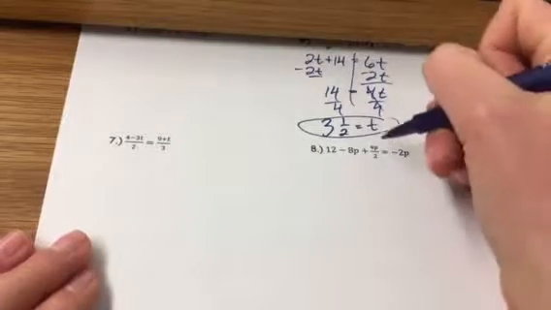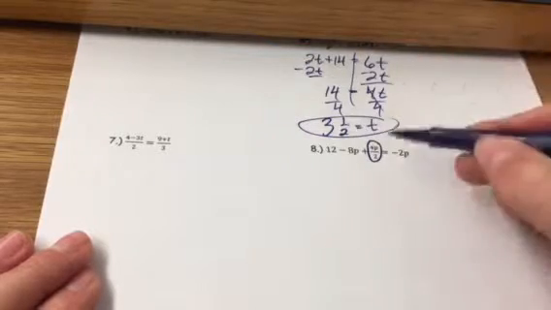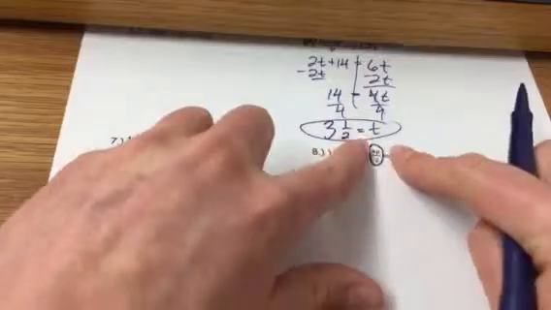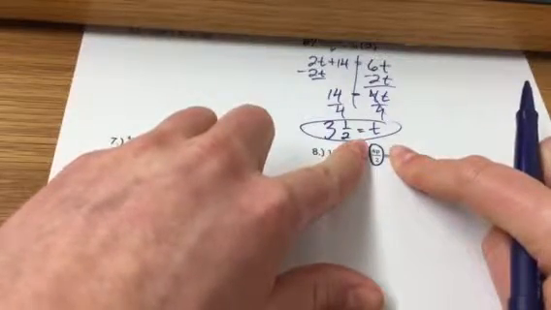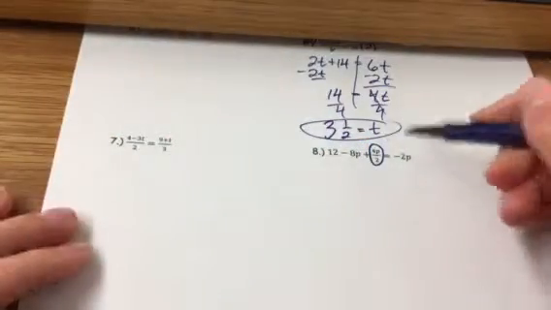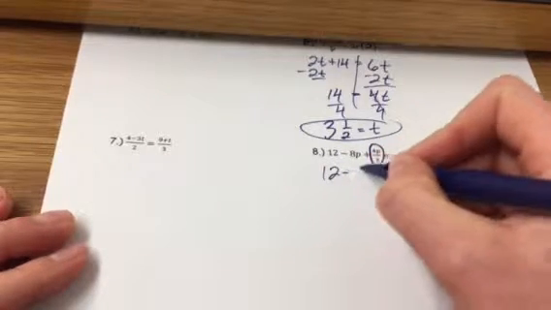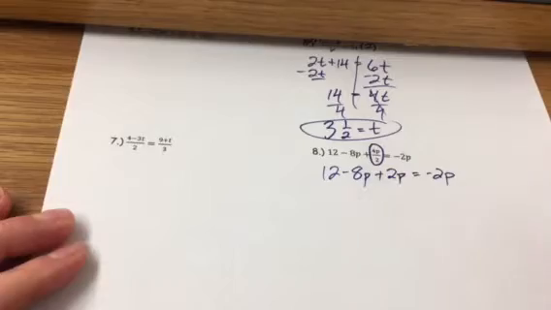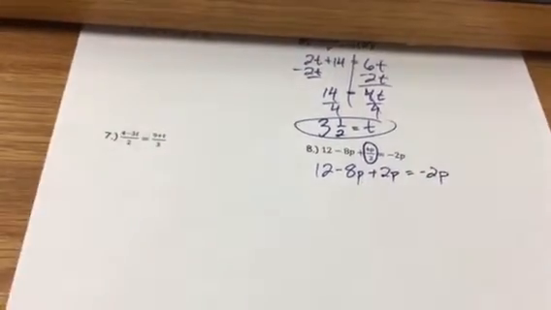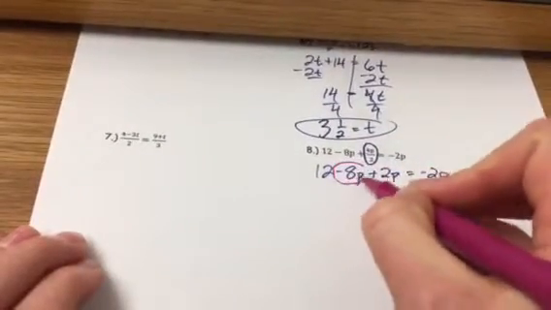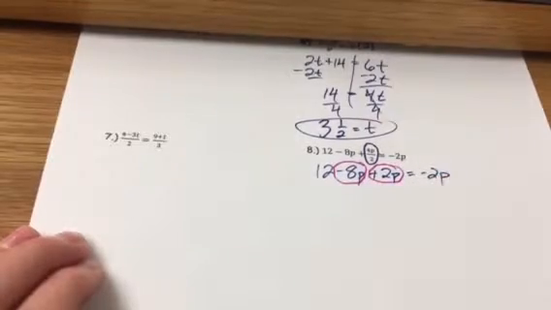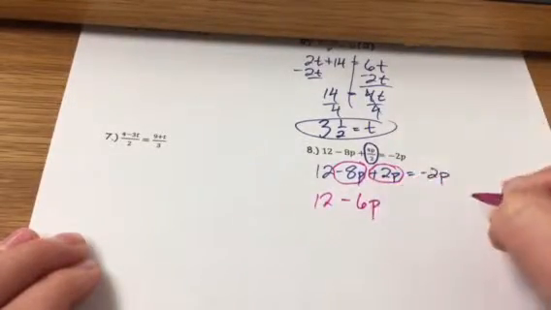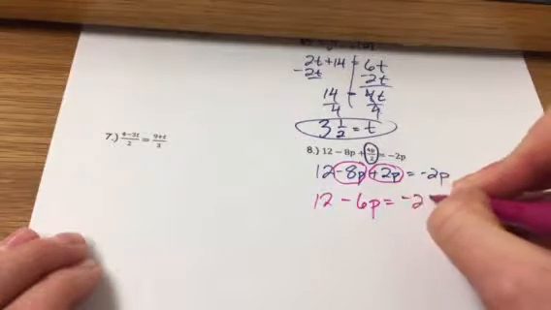So one thing you need to be careful of is looking at this term here. You can actually simplify that. That's 4p's divided by 2. 4p's divided by 2 is 2p's. So you do 4 divided by 2, which is 2. So this is 12 minus 8p plus 2p equals negative 2p. Okay? I'm going to combine my like terms. Now be careful. This is a negative 8p plus a 2p. So this is 12 minus 6p equals negative 2p.